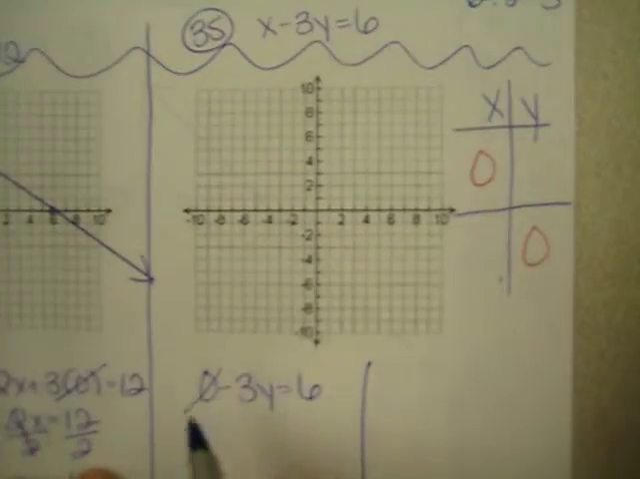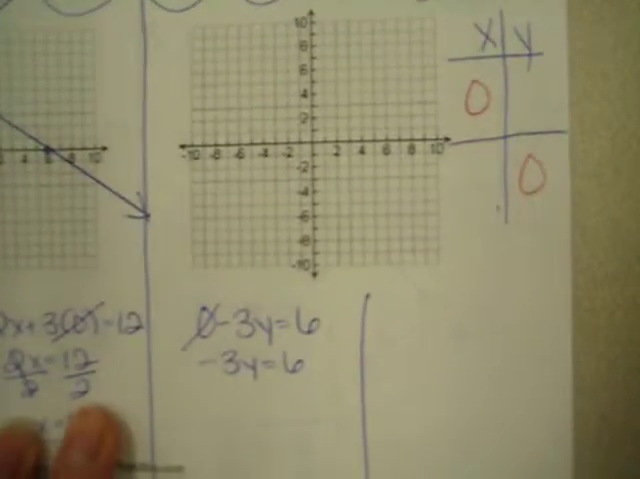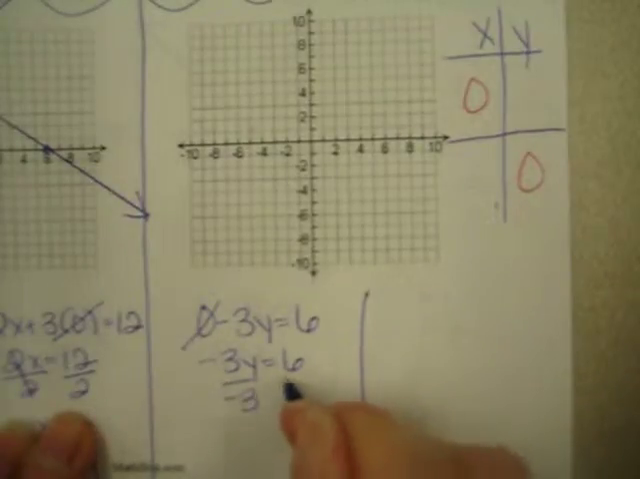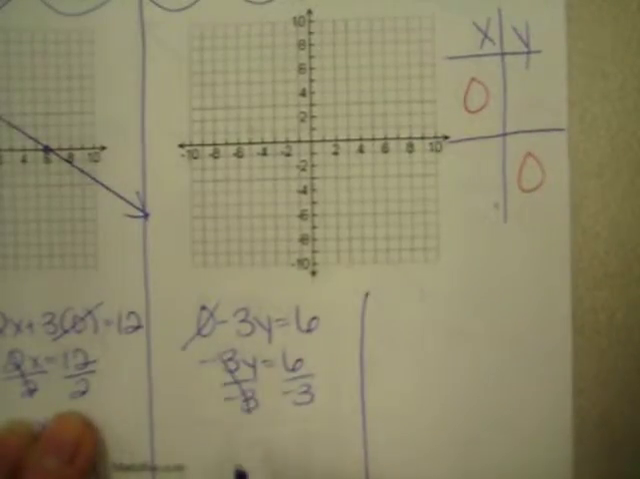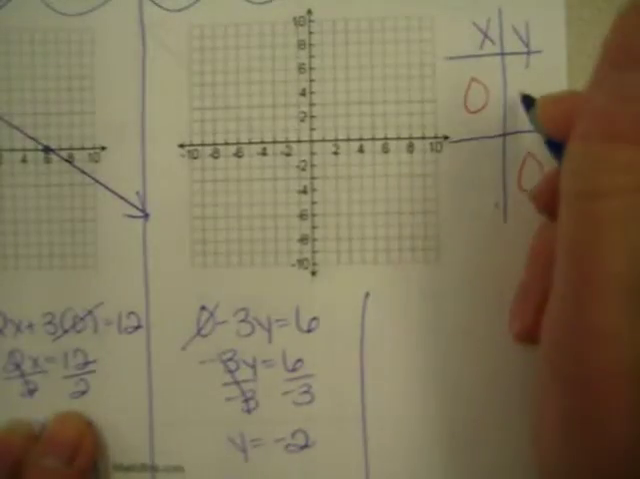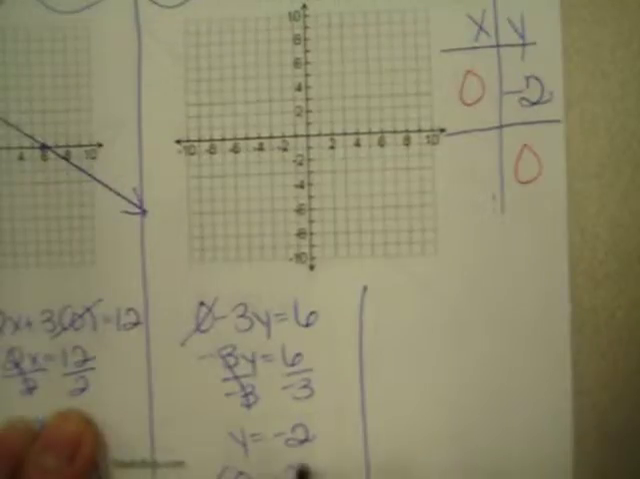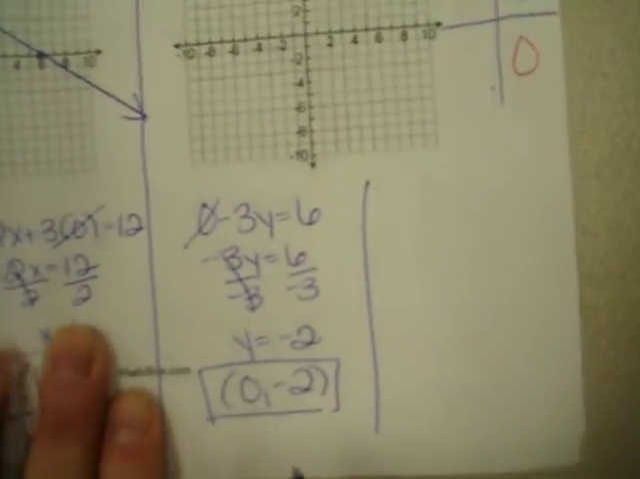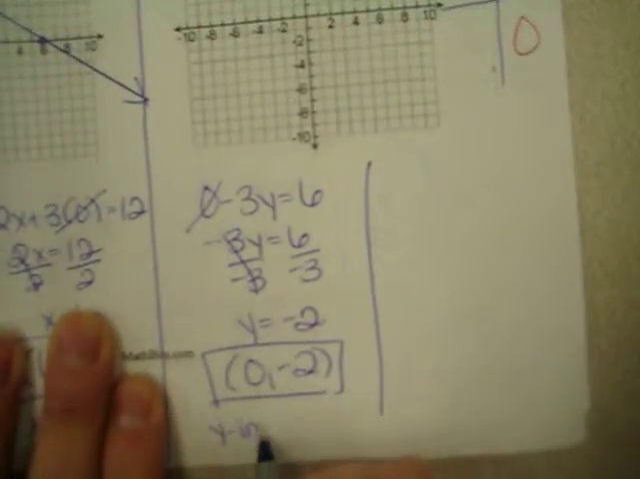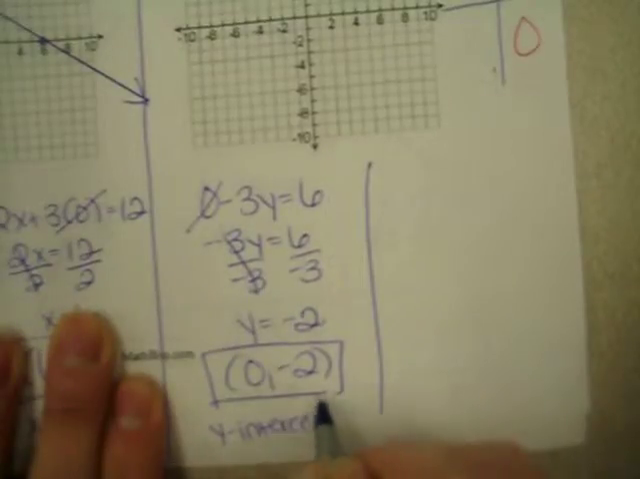So this drops. Negative 3y equals 6. Divide both sides by negative 3. Y equals negative 2. So my coordinate point would be 0, comma, negative 2. And that's my y-intercept.